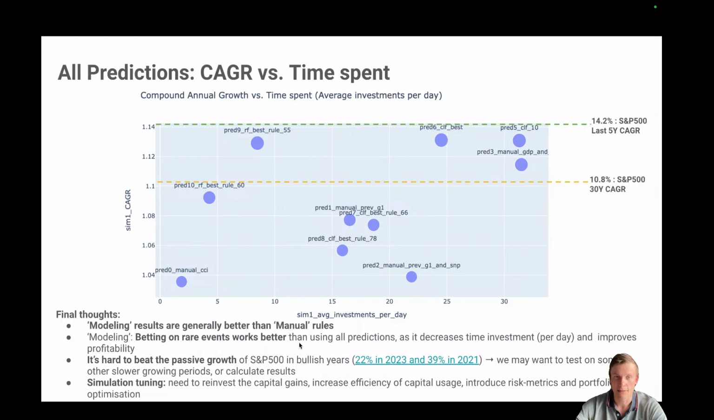So in our case, the general thoughts are modeling results are generally better than manual rules. And inside modeling, modeling with custom decision rules or betting on rare events works better. You see here it's best rule 55, best rule 60. Here CLF best, it performs relatively well as well without any custom decision rules, but it requires a lot of trading and you can't do it manually, you need to write automation.